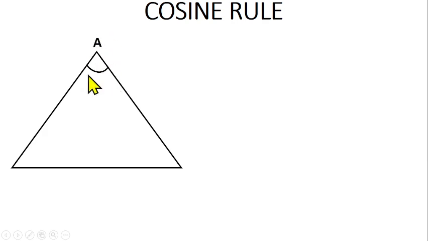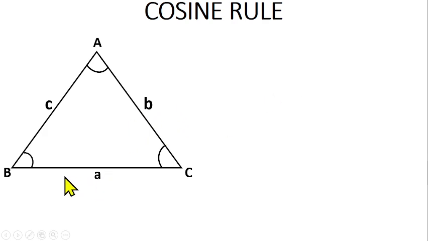If I call this angle A, the side facing it will have a small letter a, just like the example I gave under the sine rule. If this angle here is angle A, the side facing it will have small letter a. If this angle is angle B, the side facing it will carry small letter b. If the angle here is angle C, the side facing it will carry small letter c. Then from there, what does the cosine rule say?